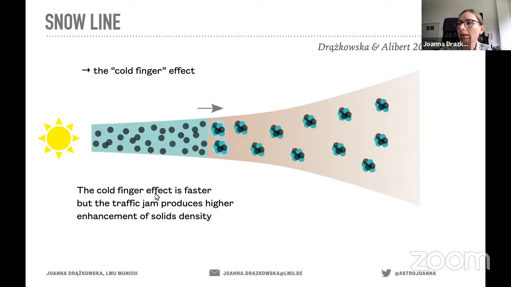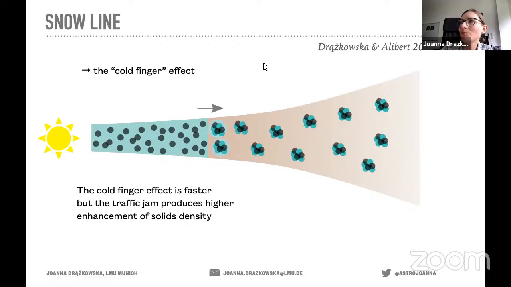So the cold finger effect is actually a very fast effect. The timescales of these diffusions are something like the orbital timescales. The traffic jam effect takes much longer because we have to wait for the dust aggregates in the outer parts of the disk to grow to larger sizes and to drift. But actually the traffic jam produces higher enhancement of the solids. That's at least what I found in this paper that I published in 2017.